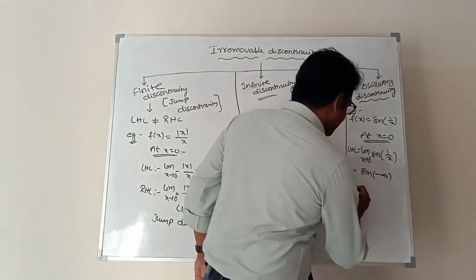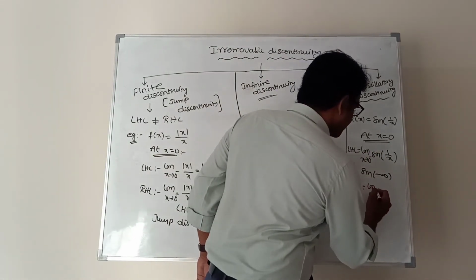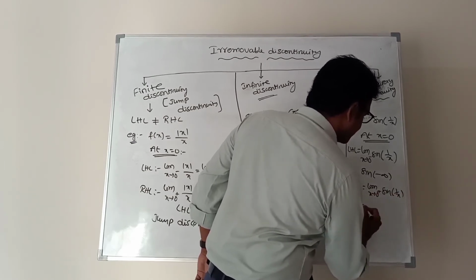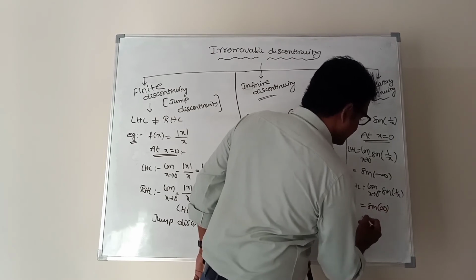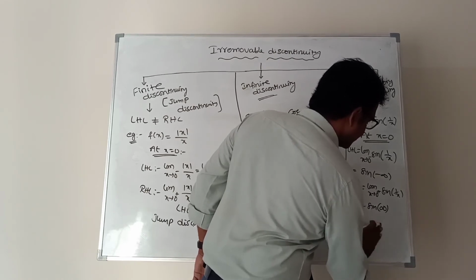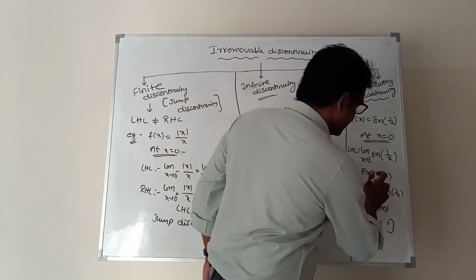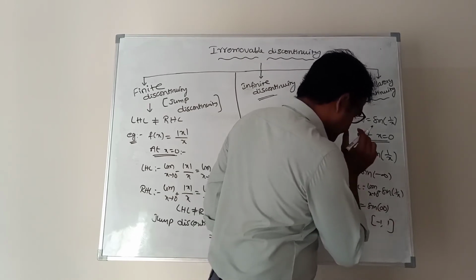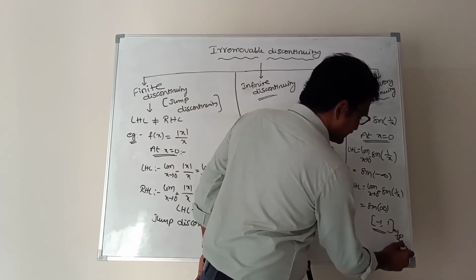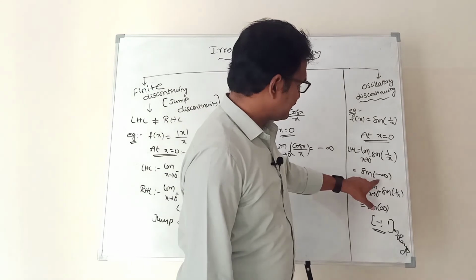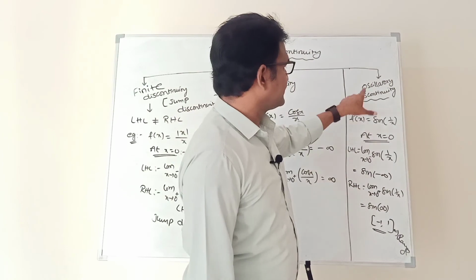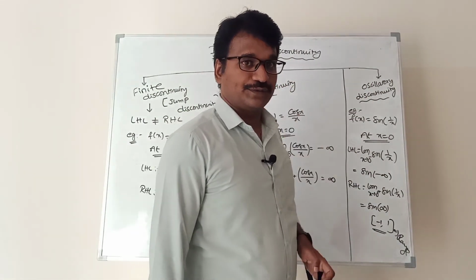Similarly, what is the RHL? Limit x tends to 0 plus of sin of 1 by x, that means sin of plus infinity. So sin of plus infinity also lies between minus 1 and plus 1. Whether sin of minus infinity or sin of plus infinity, this is the range of the sine function. So the output for these two limits oscillates between minus 1 and plus 1. That's why it is called oscillatory discontinuity.